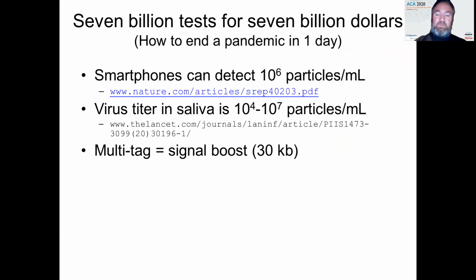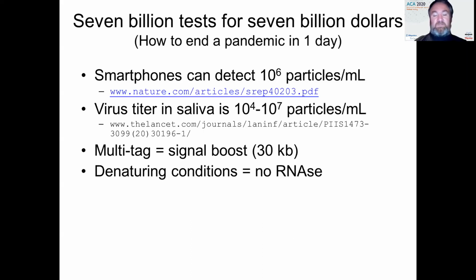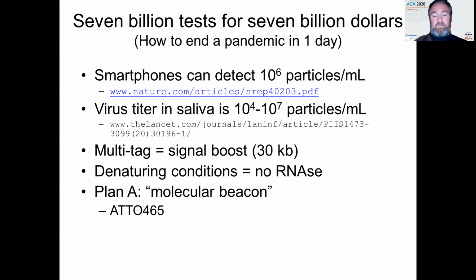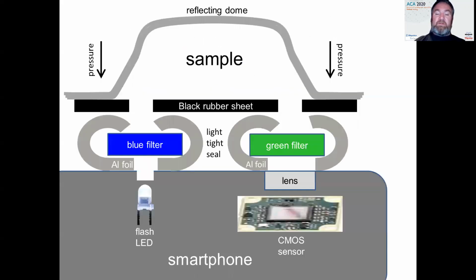Now we can boost that signal, perhaps even by a factor of 1,000, by just including more than one tag. Just anneal to different parts of this really extremely large genome. This is the biggest RNA genome yet discovered. Also, I think working under denaturing conditions means that there won't be any RNase around if you're working in, say, 5 molar urea. You won't have any enzymes either, but if all you're doing is molecular beacons, you don't need enzymes. So my plan A is to try out this molecular beacon idea, see what the detection limit really would be. And if that doesn't work, try a time-resolved approach, which I'll show you in a second.